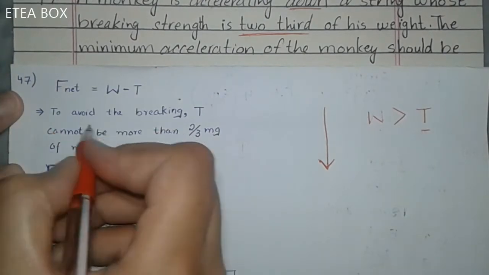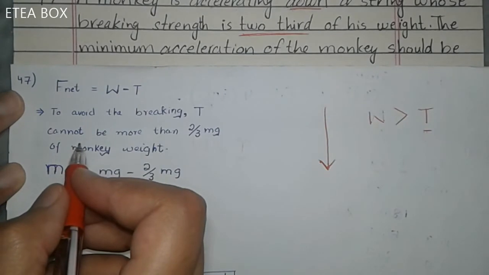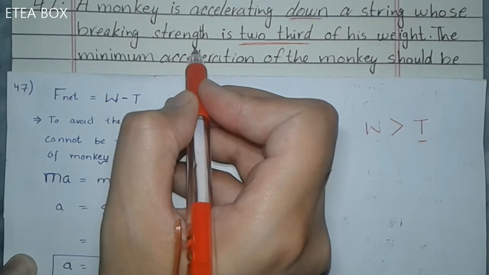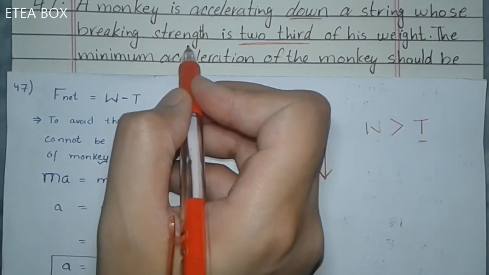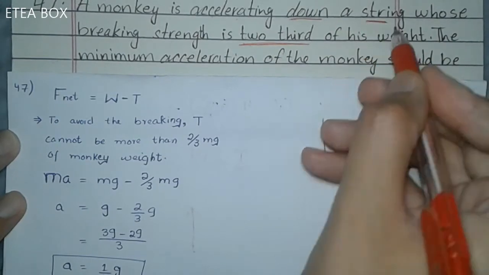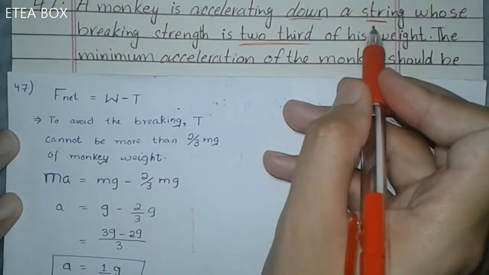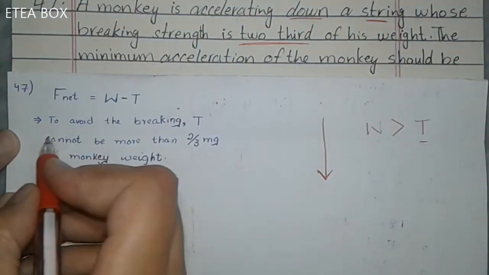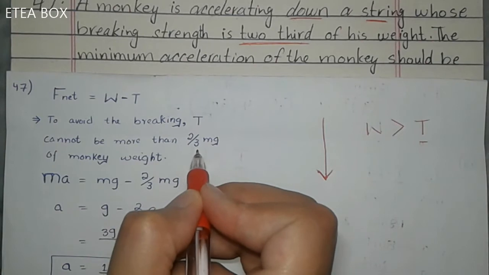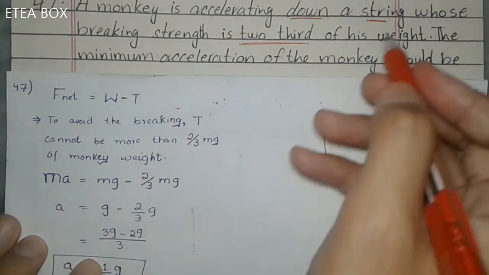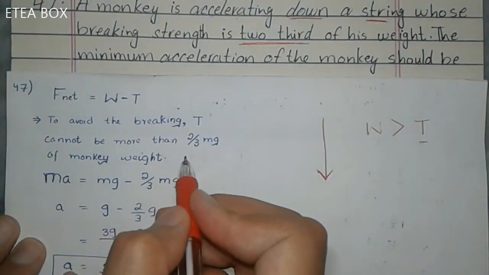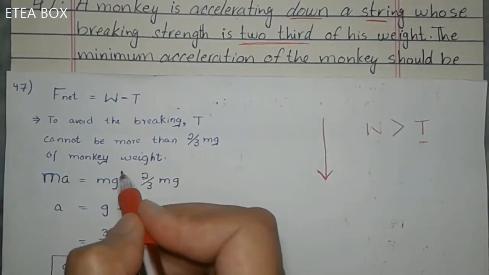First, we should know what the breaking strength of the string is. Breaking strength means the minimum tension in the string above which the string can be broken. So to avoid the breaking, tension cannot be more than 2/3 mg, the monkey's weight. Look, the string's breaking strength is 2/3 of his weight, so the tension cannot be more than 2/3 of the monkey's weight.